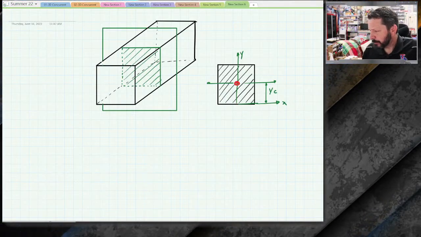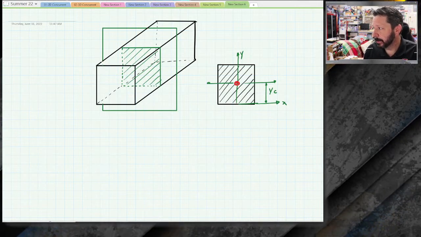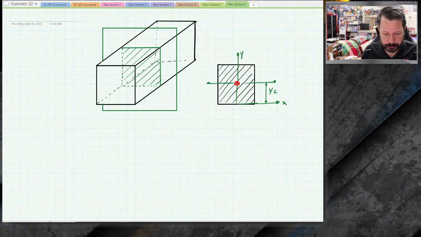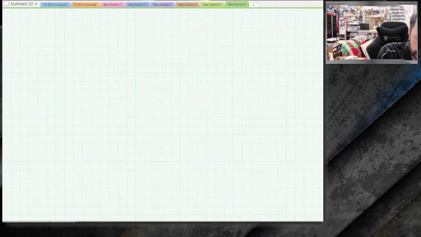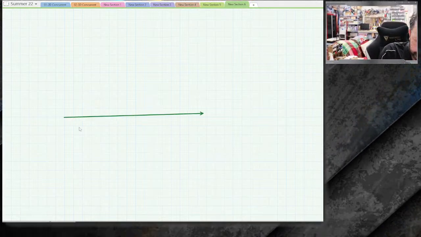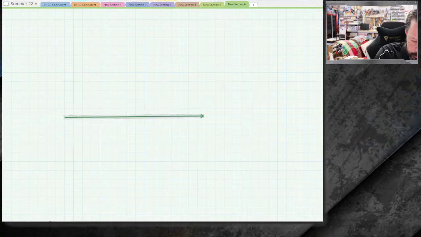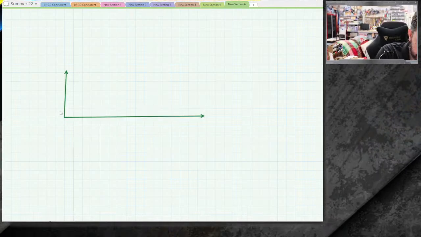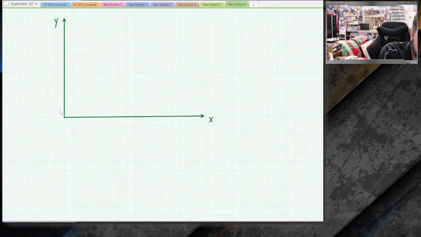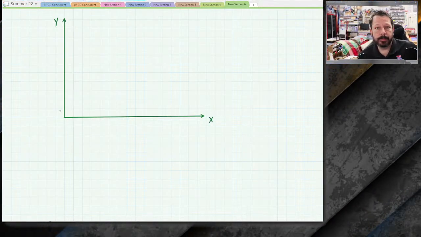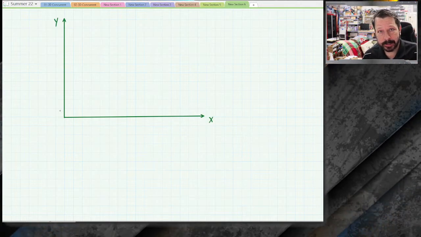So let's back up from this point a little bit and abstract out what we're doing here. Let's start with a coordinate system. So there's an x-axis and there's a y-axis. The centroids do have to be measured in reference to some kind of coordinate system.